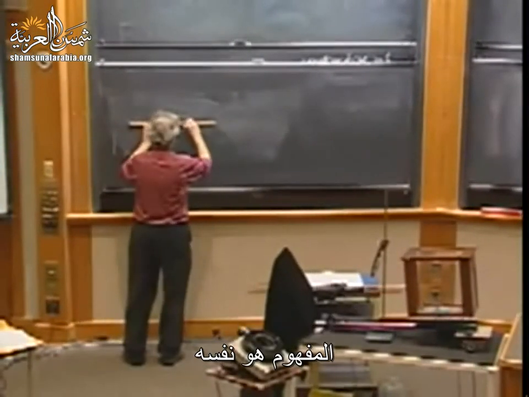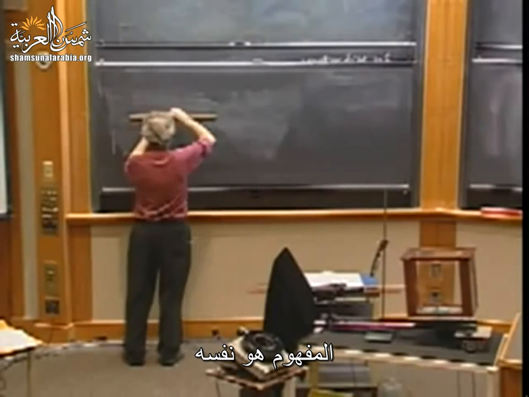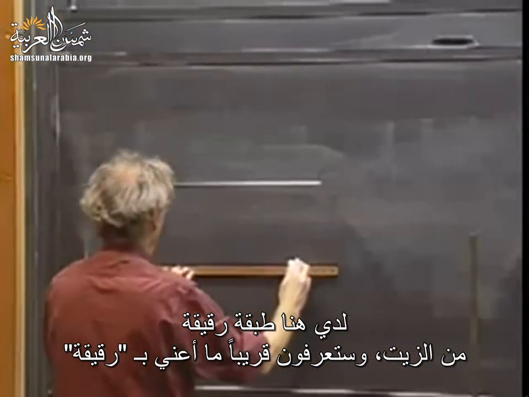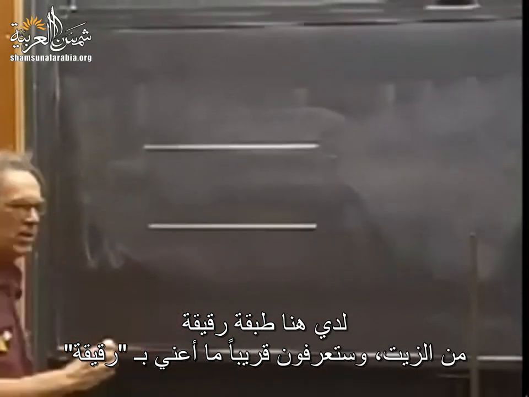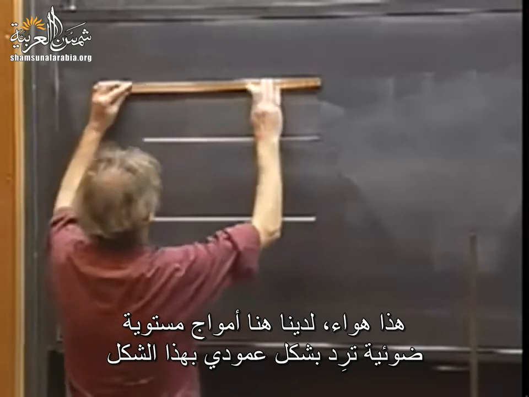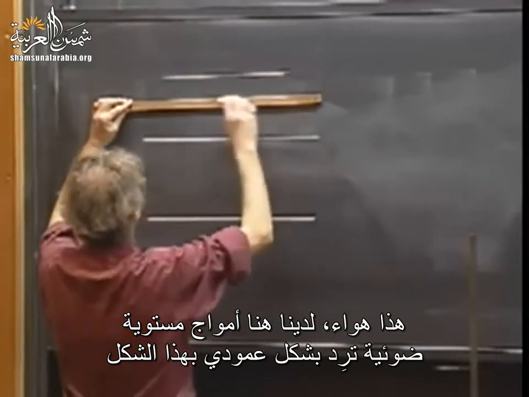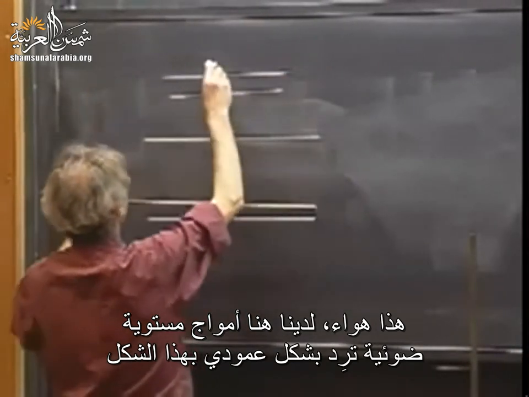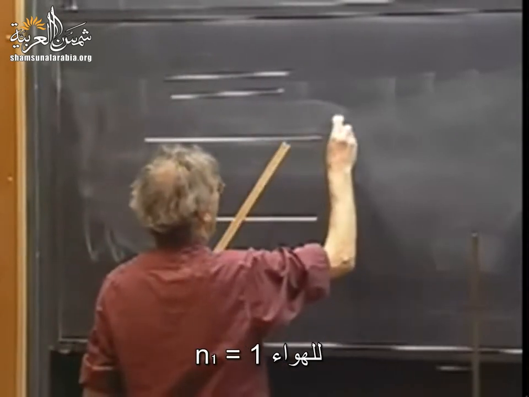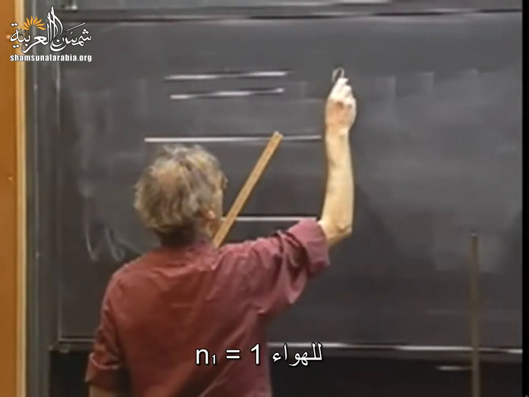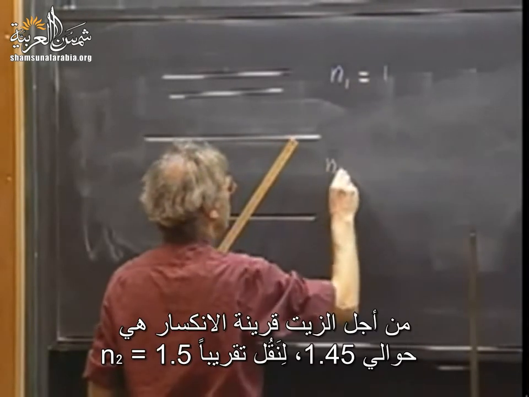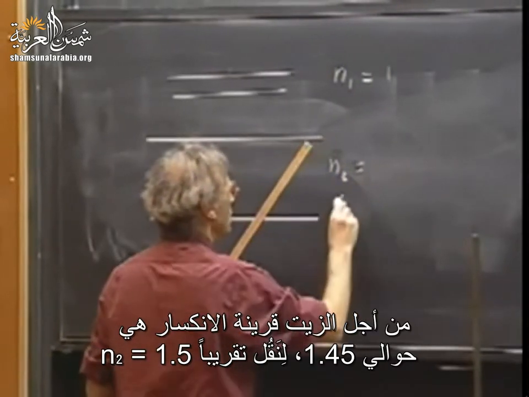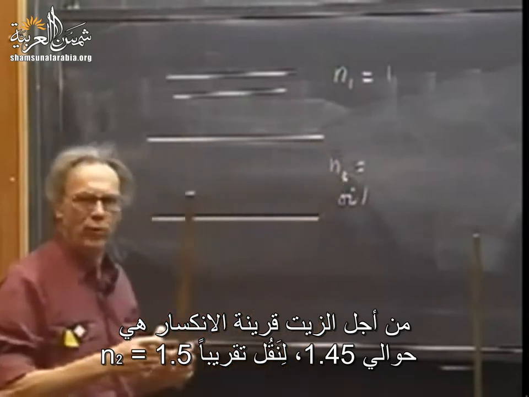The concept is the same. Thin film. I have here a thin film of oil, and we will shortly see what I mean by thin. So this is air, so we have plane waves of light coming in this way, so it's normal incidence. And this is N1, which is air, so that's about 1. And this is N2, which for oil is about 1.45.